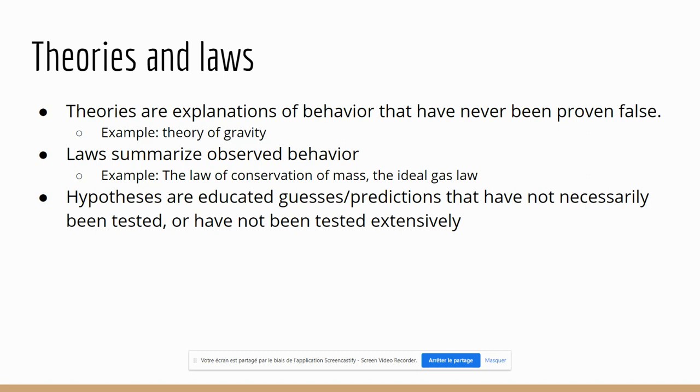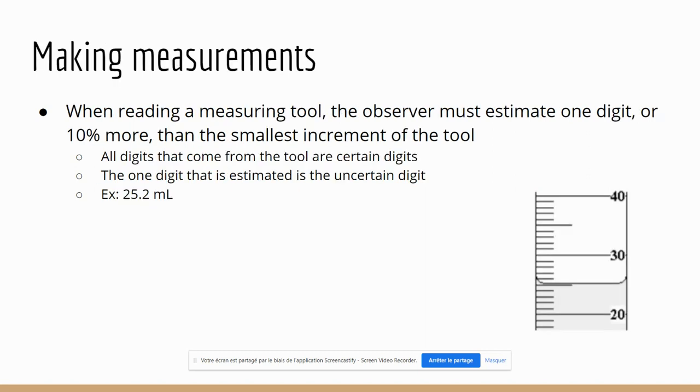And then we also have hypotheses. So these are educated guesses or predictions that have not been tested and haven't been tested enough. So hypotheses can sometimes turn into theories, but they have to be tested a lot. Pause here. You do not need to draw the picture.